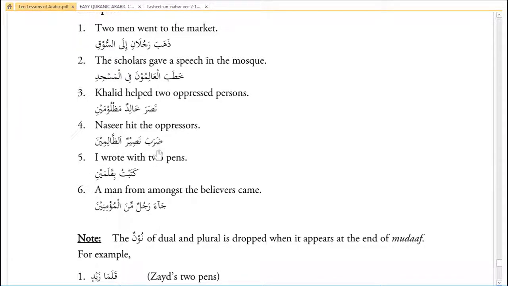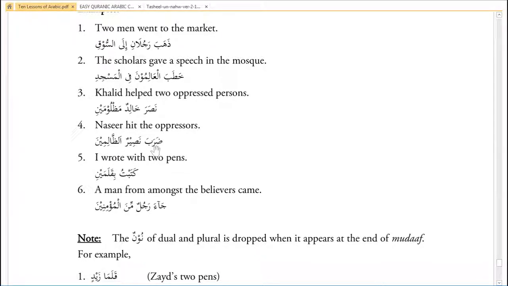الظالمين. So ضرب نصير الظالمين. ضرب فعل. نصير فاعل. الظالمين is in the state of what? ظالمين. See here, ظالمين. It's not ظالمون. So this is مفعول. It is not فاعل because it's ظالمين. If it was ظالمون, then it would be in a state of رفعه. So they both become فاعل.